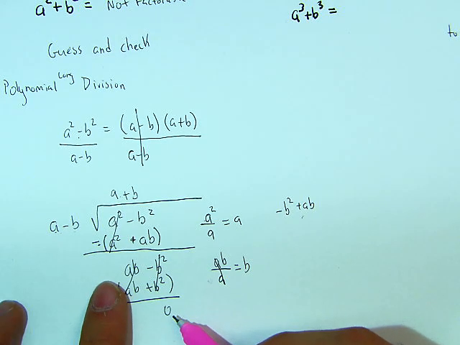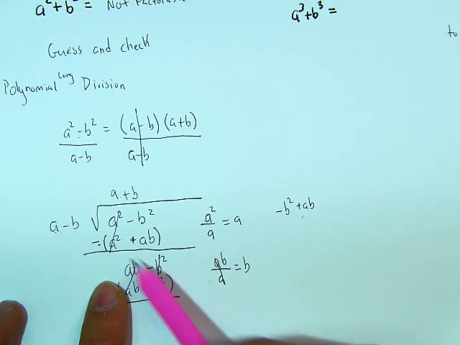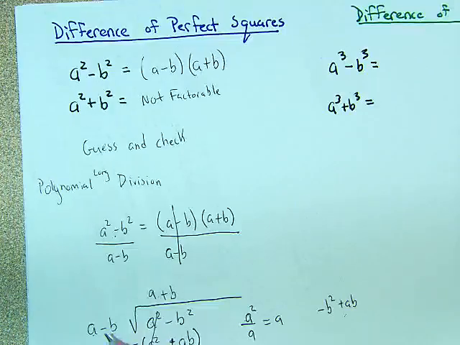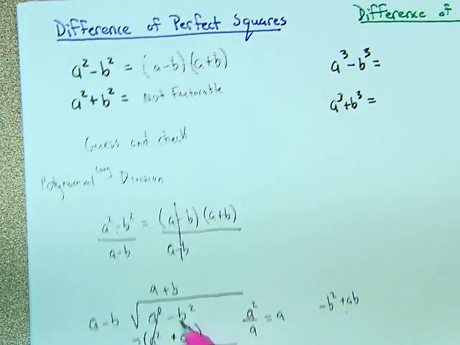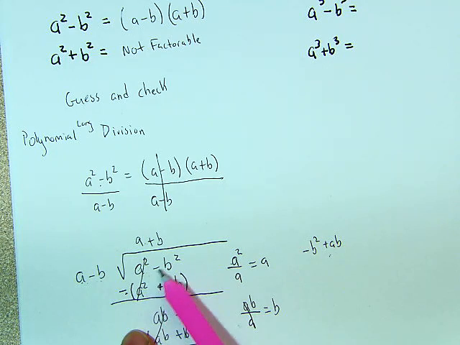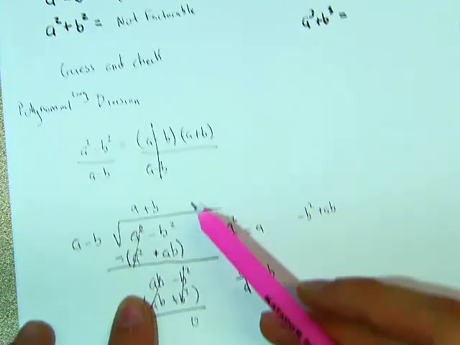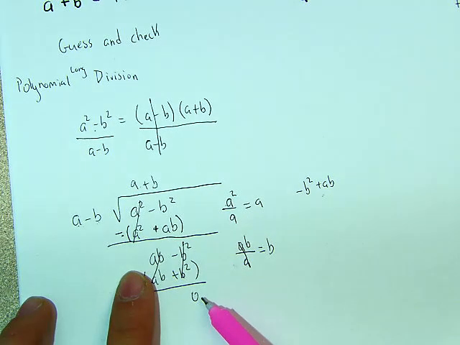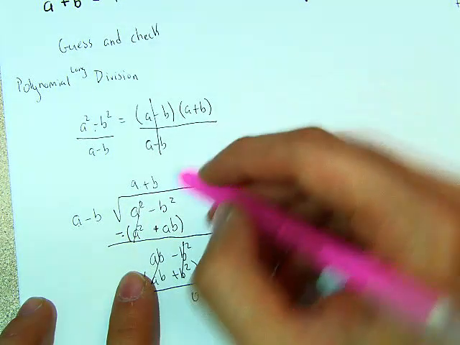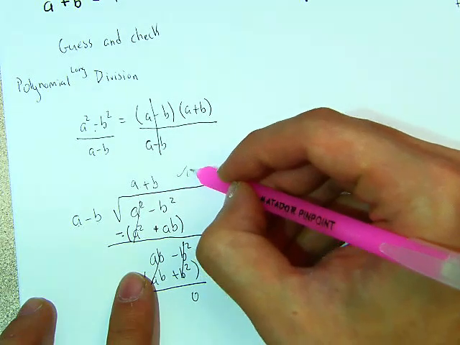So again, we talked about it. What does that 0 imply? That a minus b is a factor of a squared minus b squared. How many times does a minus b go inside a squared minus b squared? It goes in a plus b times, because we have remainder 0, remember? So these two are factored, and look, we got a plus b, so big happy face.